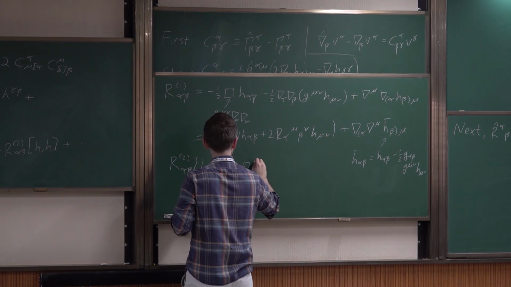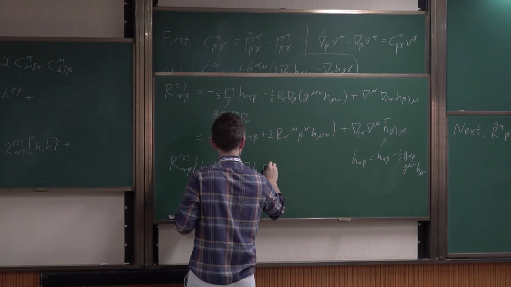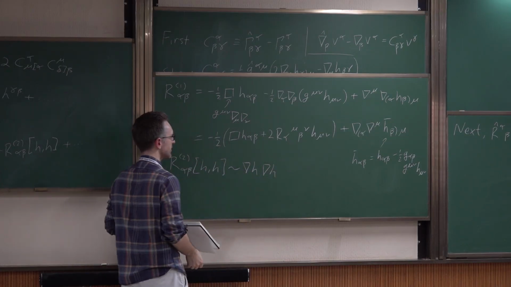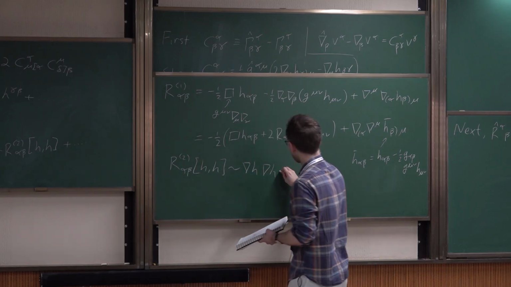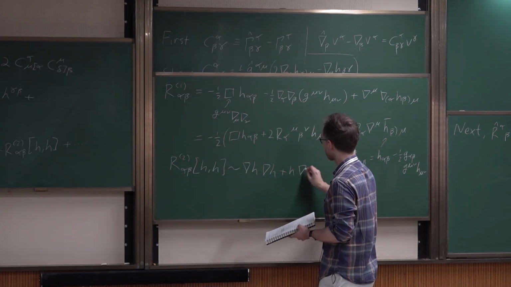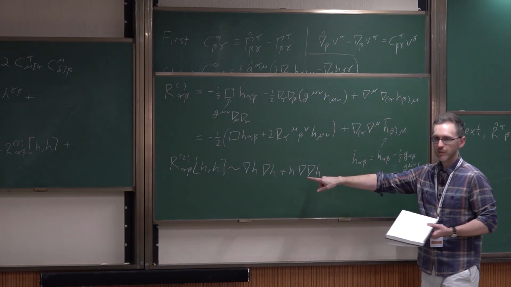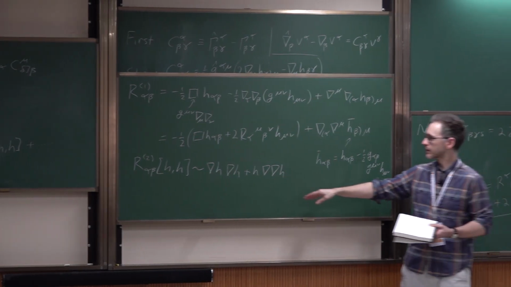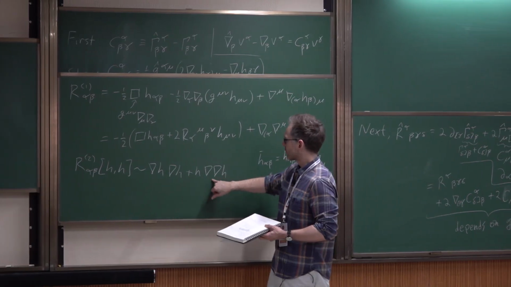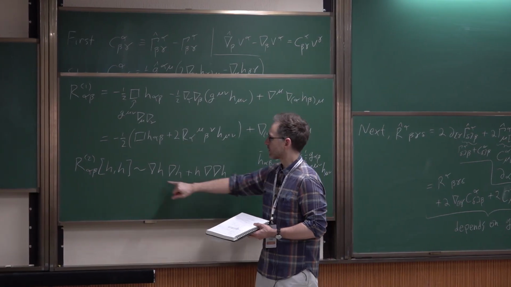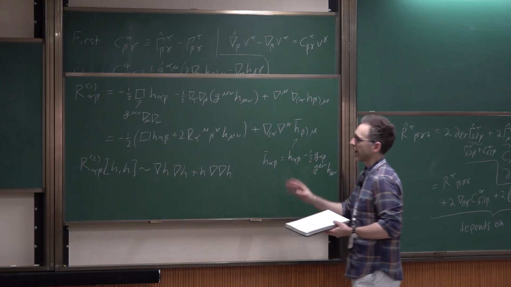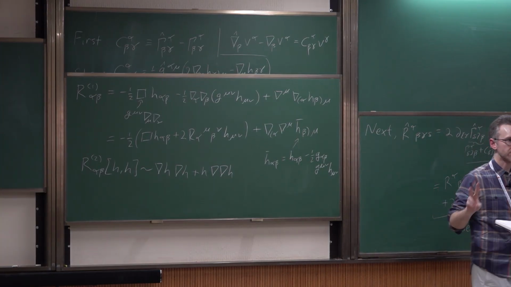We have things that are covariant derivatives of h, contracted with covariant derivatives of h. And then we also have things that are h times a second covariant derivative of h. So every term has 2 copies of h. Some terms have 2 derivatives acting on h. Some terms have only 1. So every single term has exactly 2 copies of h and 2 derivatives.